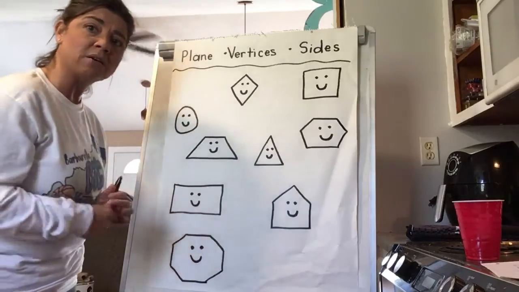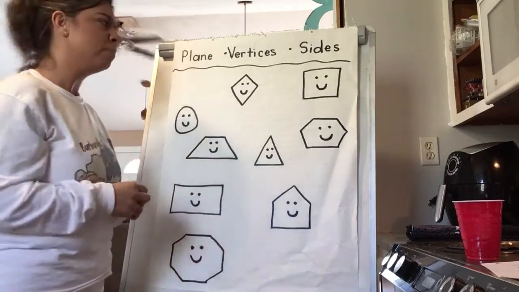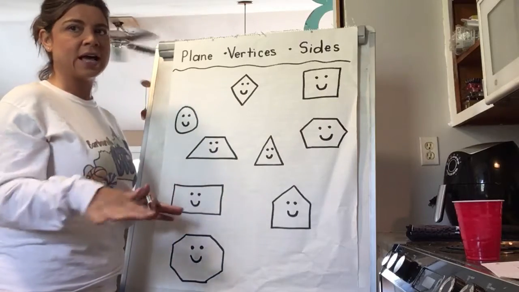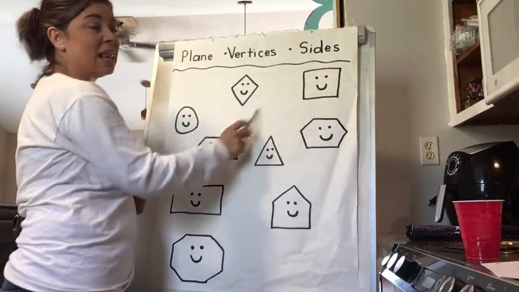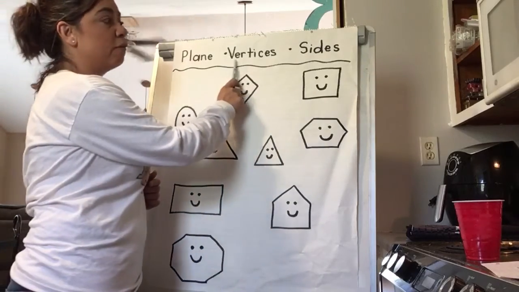So today we're going to be talking about three special words, and two of them we've already mentioned. We're talking about a plane. Now remember, this is not a plane like you fly in the sky. This is talking about a flat shape. It's a plane, okay? And then we're going to talk about vertices.